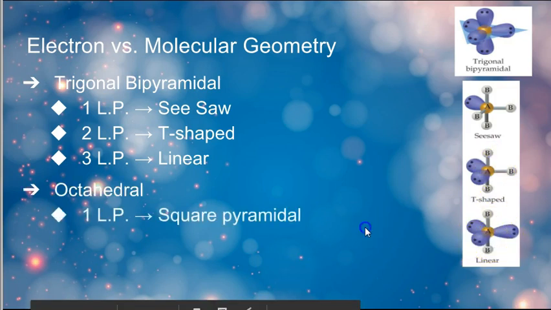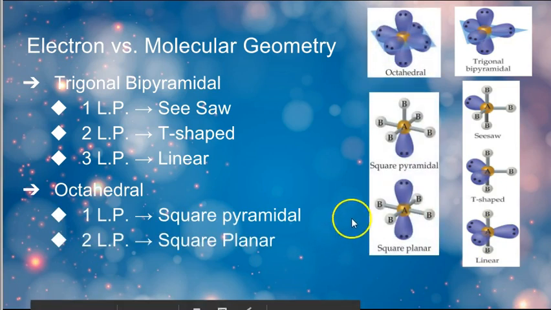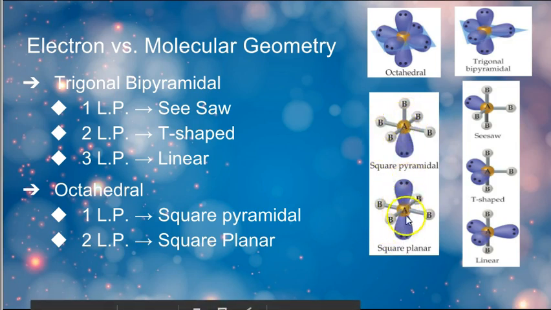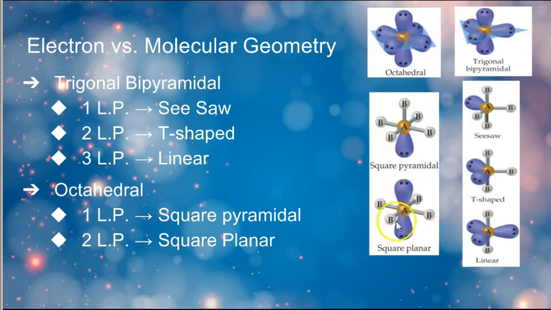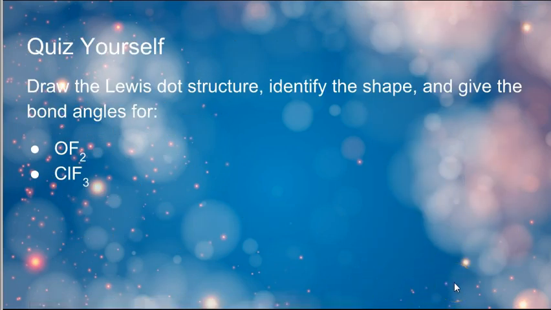Last one is octahedral. If there's 1 lone pair, it's called square pyramidal. If there's 2 lone pairs, it's square planar. Here's our octahedral structure. If we have only 1 lone pair, then we have a square, essentially, with a peak, hence the name square pyramidal. And if we have 2 lone pairs, again, they get away from each other as much as possible. The lone pairs are not going to occupy adjacent locations because they repel each other more than the bonds do. And so we have a square shape right here in one plane, so square planar. Those are all the different combinations of molecular shapes and electron geometries that we can have.